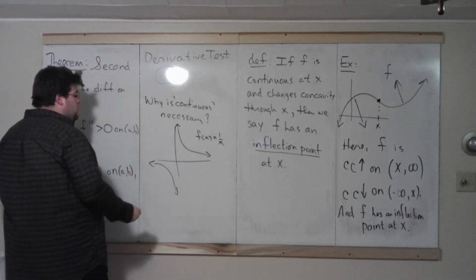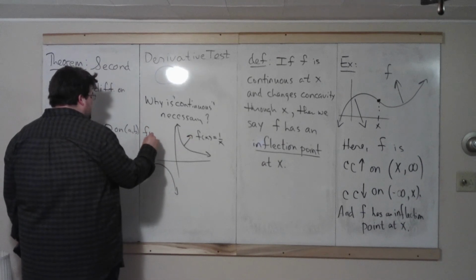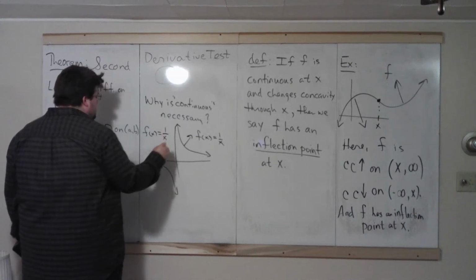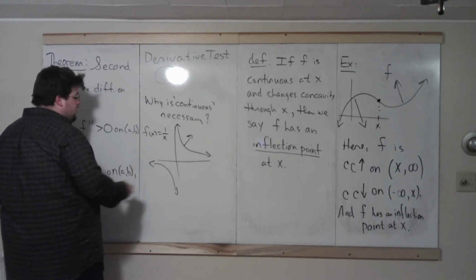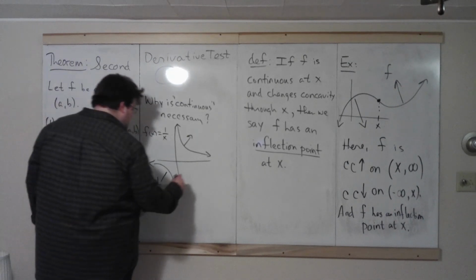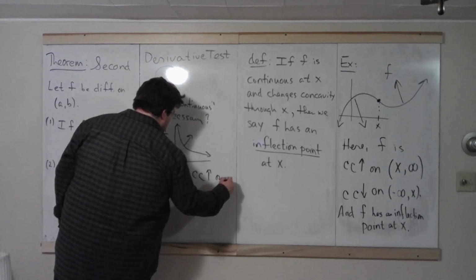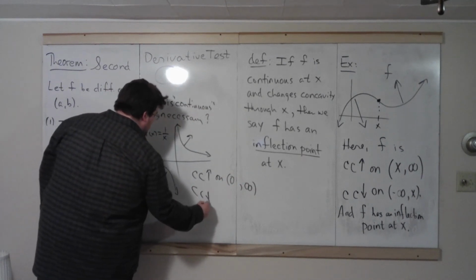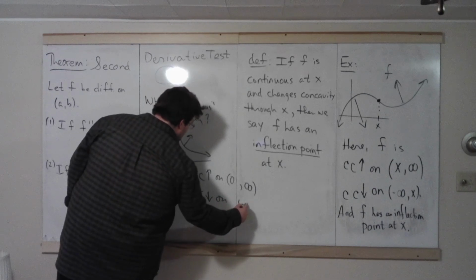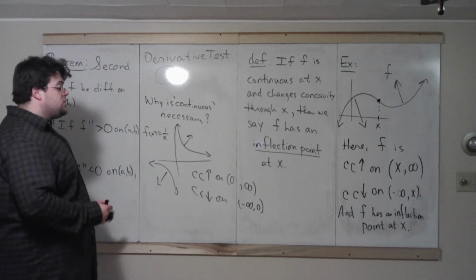F of x equals 1 over x. I should have written that in the second quadrant. So if you didn't write it yet, hopefully you can move that over to the second quadrant. F of x equals 1 over x. Notice it's concave down. So concave up first, on where? 0 to infinity. Concave down on negative infinity to 0. But there's no inflection point at 0.